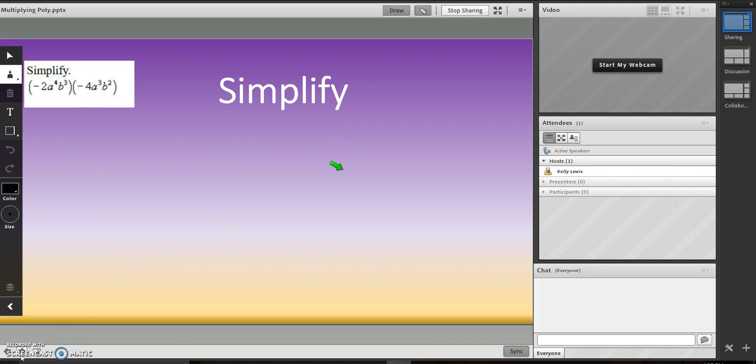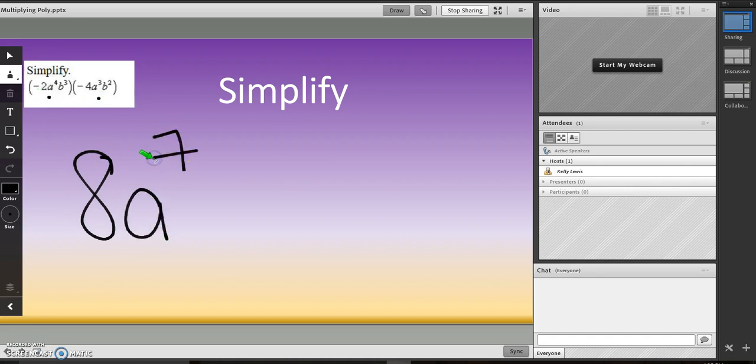So another one like that. Multiply coefficients. So negative 2 times negative 4, positive 8. Then a to the fourth and a cubed. Okay, well, 4 plus 3 is 7. So we're adding exponents. Then we have the b's. We have b cubed and b squared. Well, 3 plus 2 is 5. So there you go, the end.